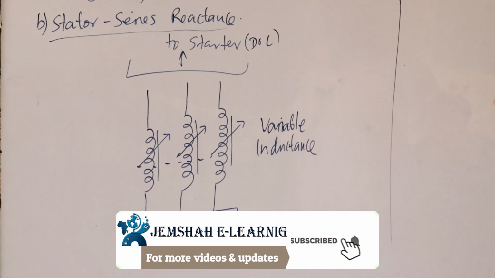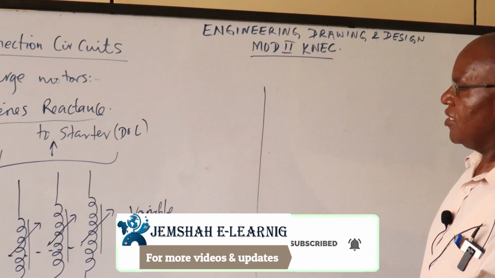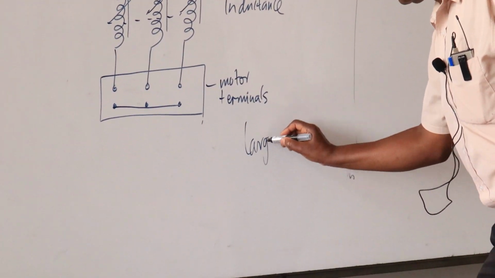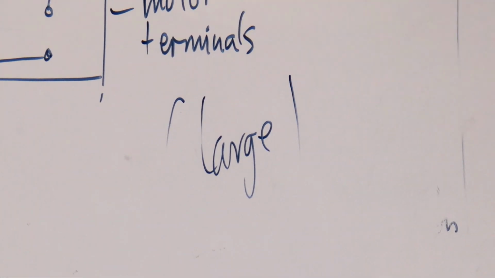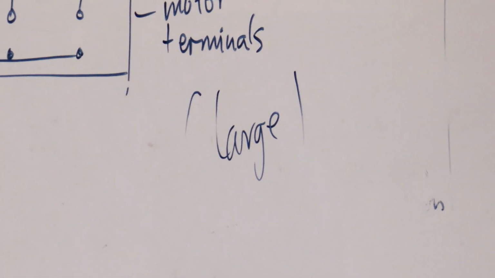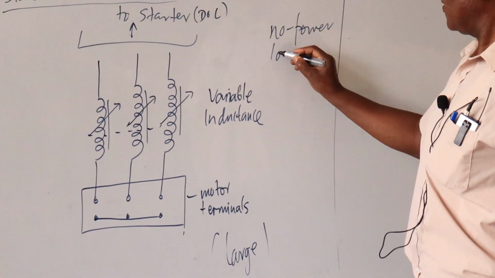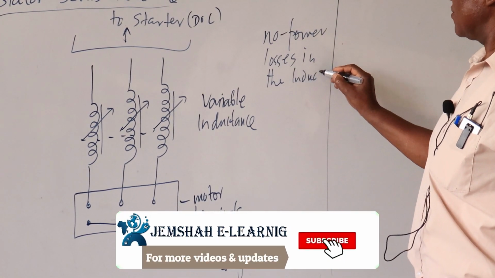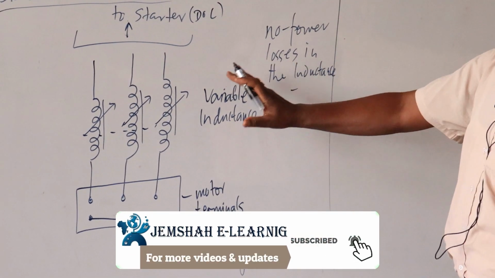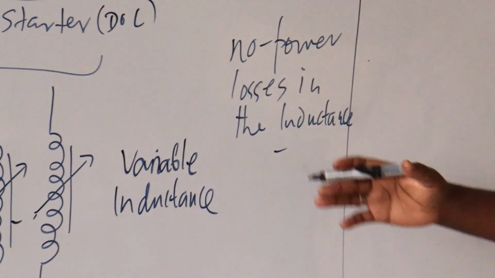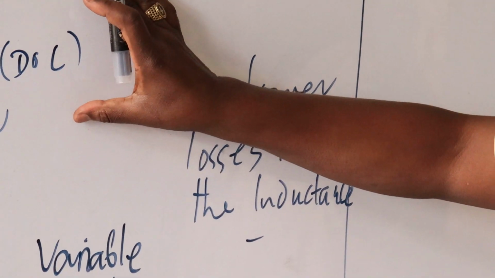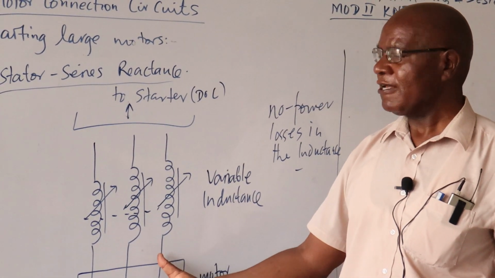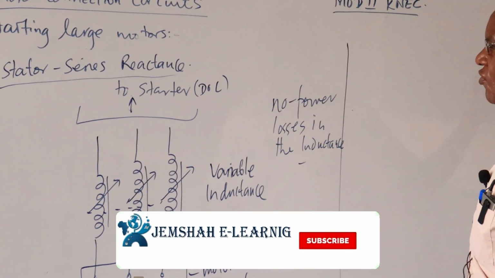Now, this one, we said the series resistance is for the small motors. This one you can say maybe it's for the large motors, because we know that in the inductor, there are no power losses in the inductance during the starting. So these are methods you can adopt. If you had a dual circuit, remember these connections here go to the dual circuit. If you had a dual circuit, then maybe your company has brought in a bigger motor, then you can adopt either this method or that one.